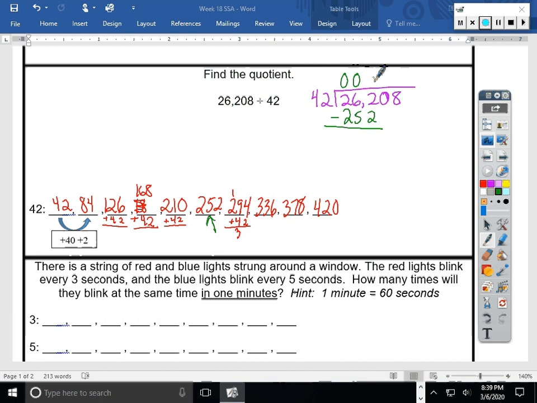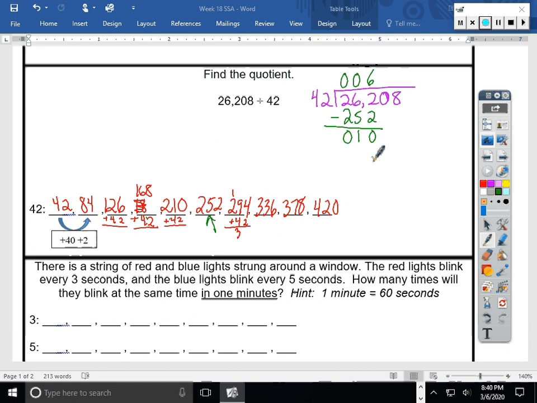This would be the first, second, third, fourth, fifth, sixth multiple. So a 6 goes in our quotient. 6 times 42 should get me 252. And in fact, if I check it, mental math, 240 plus 12, it works. Let's go ahead and subtract. 2 take away 2 leaves me with 0. 6 take away 5 leaves me with 1. And 2 take away 2 out here leaves me with 0.